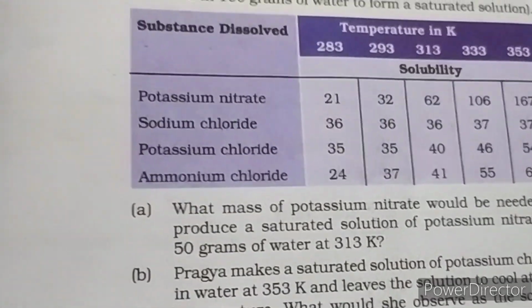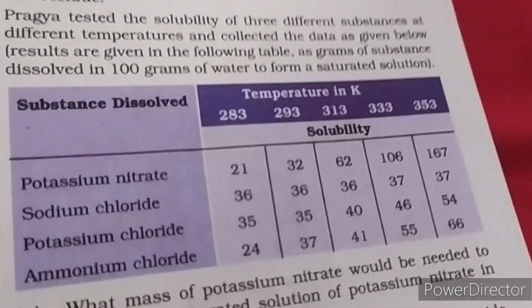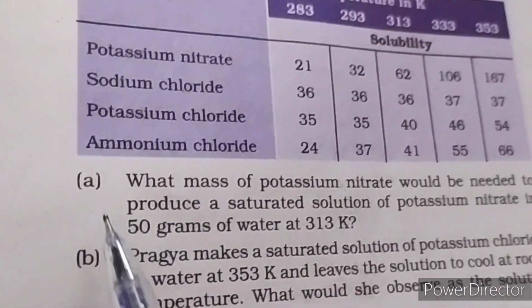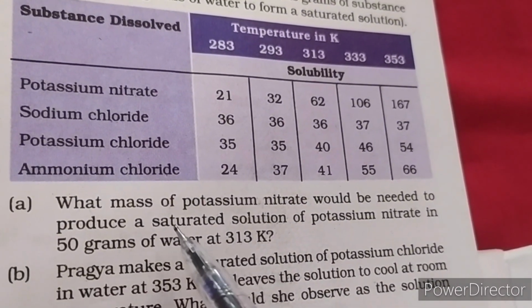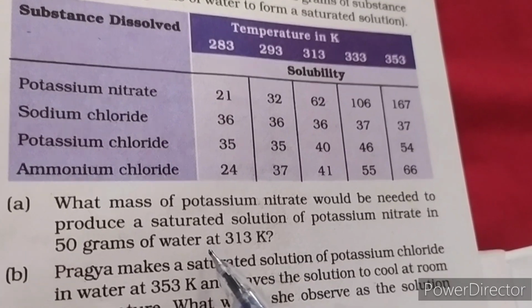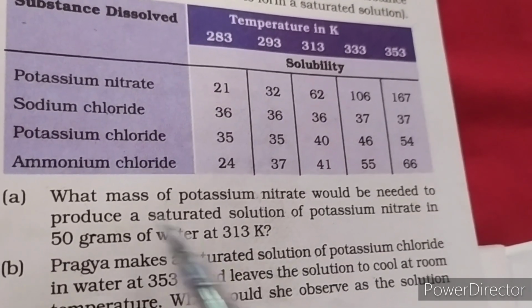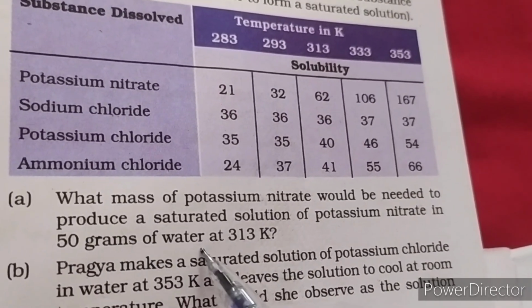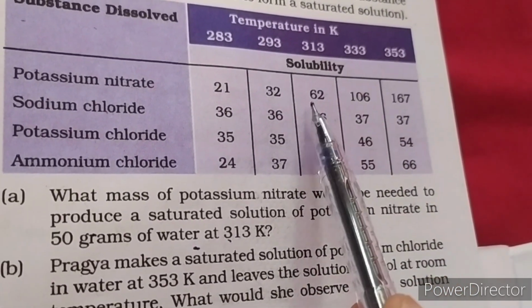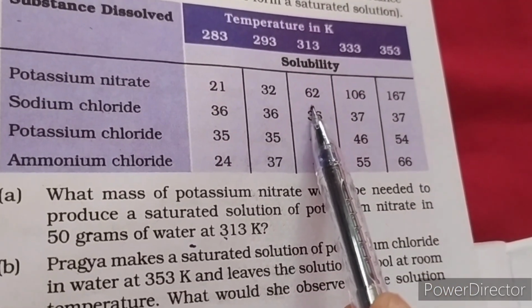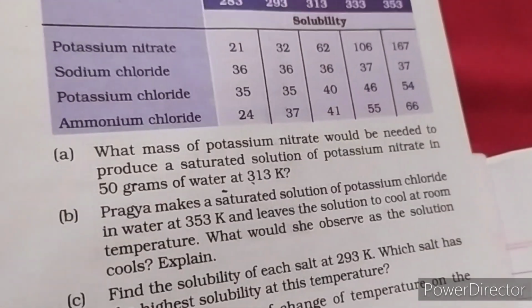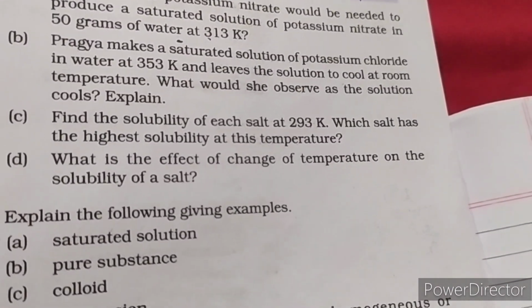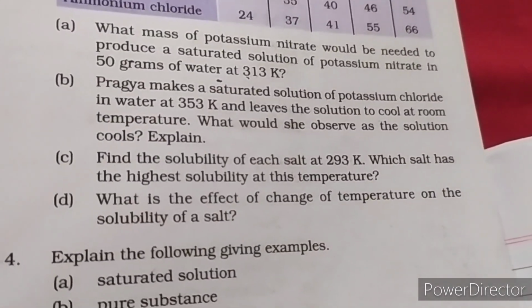Next question is, you have been given a table, and in this table you have been given 4 salts with different solubilities at different temperatures. Now they have asked you, A part, what mass of potassium nitrate would be needed to produce a saturated solution. What is solubility? It is the amount of substance in gram needed to saturate 100 gram of water at a particular temperature. Here potassium nitrate at 313 K has solubility 62, which means 62 gram of potassium nitrate will saturate 100 gram of water at 313 K. So you have to find how much potassium nitrate will saturate 50 gram of water at 313 K.